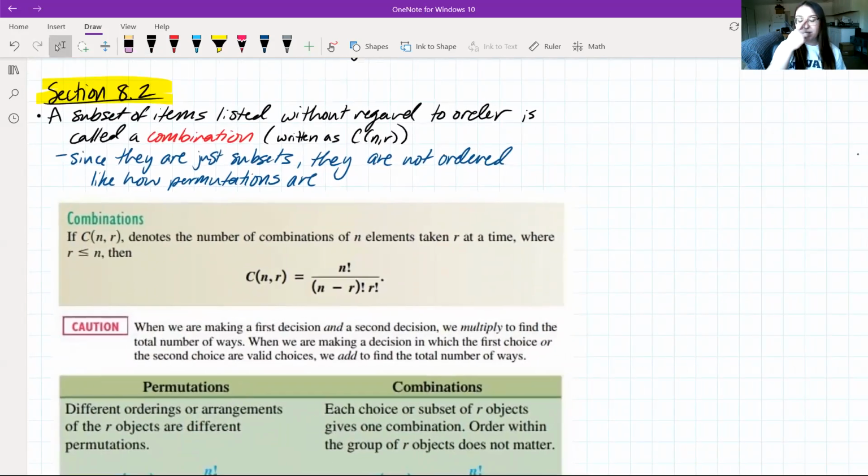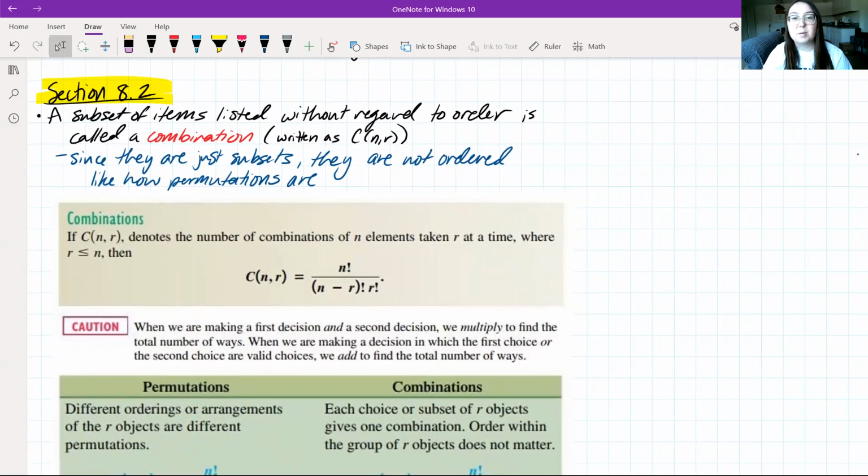All right, so now that we've gone over section 8.1, multiplication principle and permutations, we can move on to section 8.2. A subset of items listed without regard to order is called a combination. This is written as a big C, and then parentheses n comma r. Since they're just subsets, they're not ordered like permutations are.